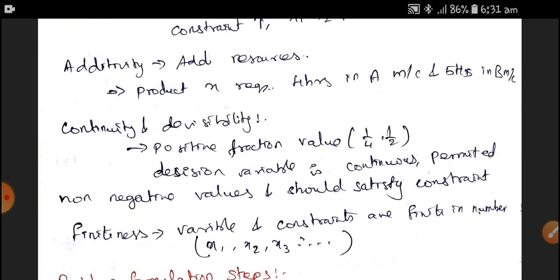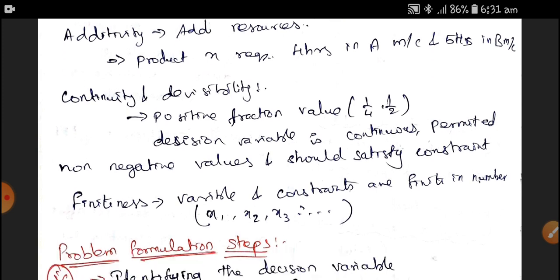Next is continuity and divisibility. It means positive fraction values, like 1 by 4 or 1 by 2. The decision variables are permitted to be continuous, and non-negative values should satisfy the condition. The next assumption is finiteness. The values and constraints are finite in number. So the values and constraints have a definite numerical number. So that is our assumption.